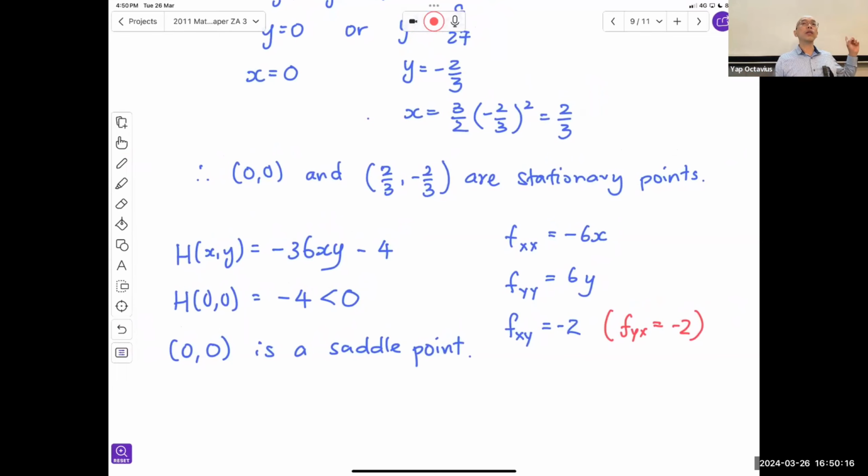Now this question 100% will appear. To find the stationary point, this is called unconstrained optimization. After this, the Lagrange is the constraint. So this is unconstrained.